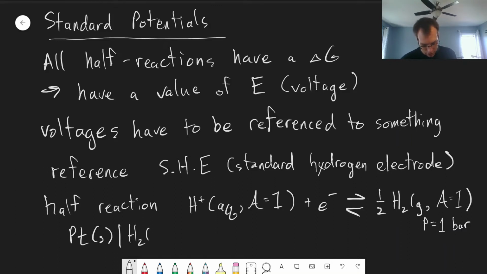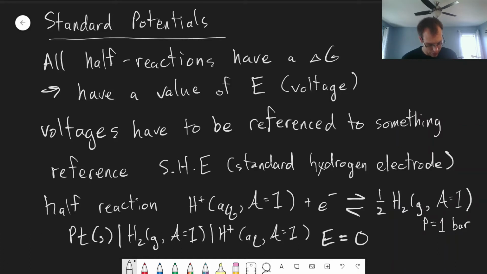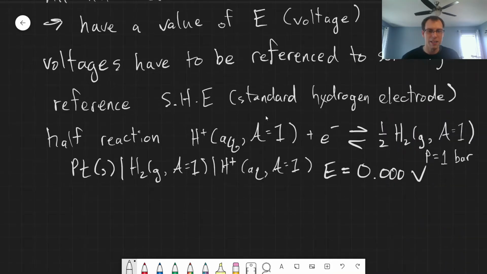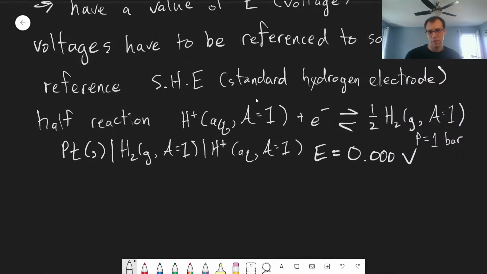Then we have hydrogen gas, where the activity, let me write that A fancy, activity equals 1. And then with the hydrogen ion solution, an acidic solution, it's aqueous, where the activity is equal to 1. So this is our standard electrode, and we define this electrode to have a potential of 0 volts. So this is by definition, and we reference everything else to this.